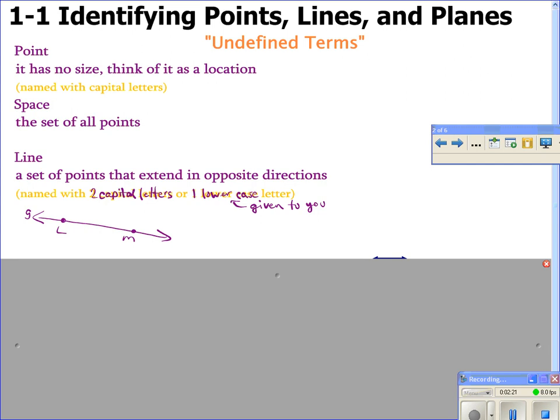So we could name this line 2 different ways. With 2 capital letters, we could name it as LM or ML. Doesn't matter the order. Or line g. 3 different ways to name lines.